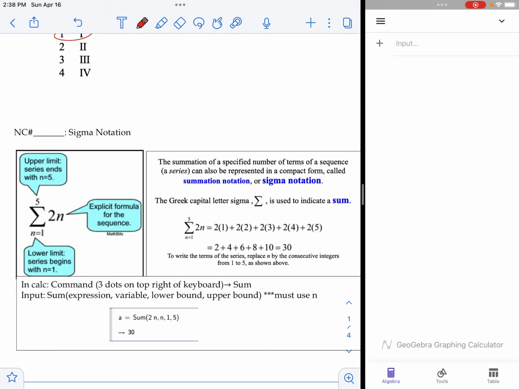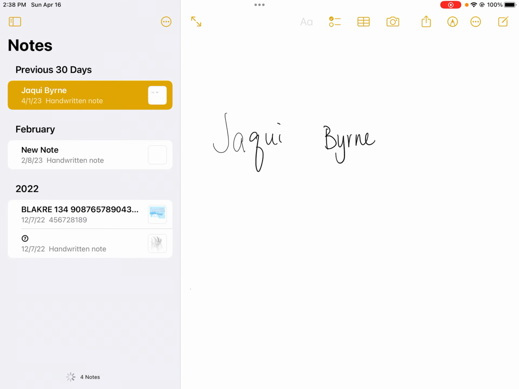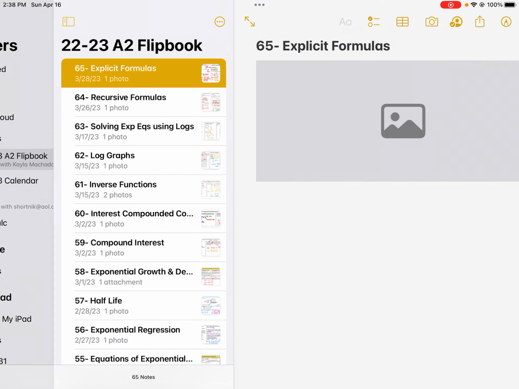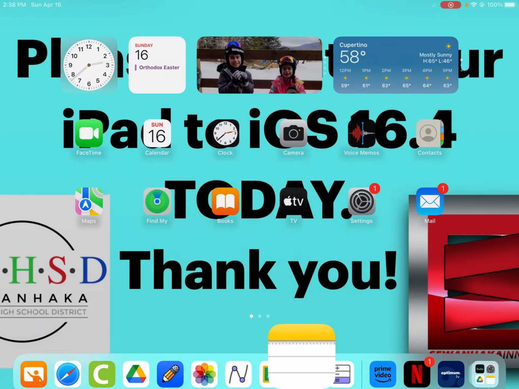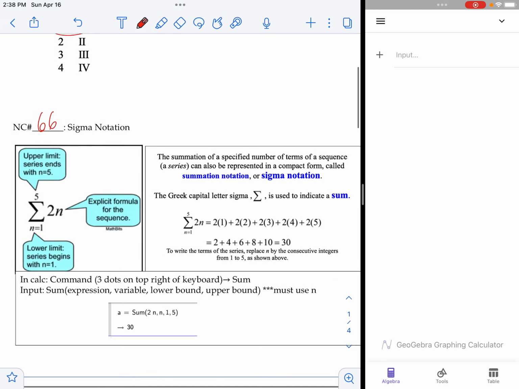No card, I did not remember to check what number we're up to. Let me see. Algebra 2 flip book, 66. So no card 66.